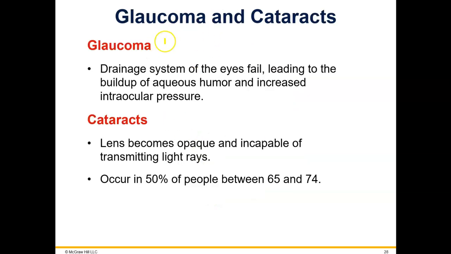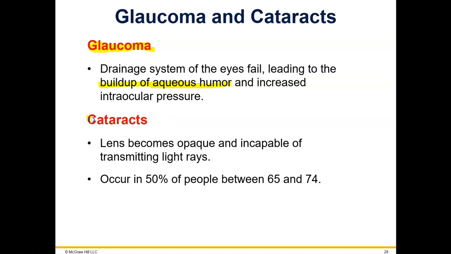Now, glaucoma is when the drainage system of the eyes fails, and that can lead to a buildup of aqueous humor and increased pressure inside the eye, called intraocular pressure. So basically it comes from a buildup of aqueous humor. That was the fluid that forms between the cornea and the lens, basically, or the cornea and your iris.